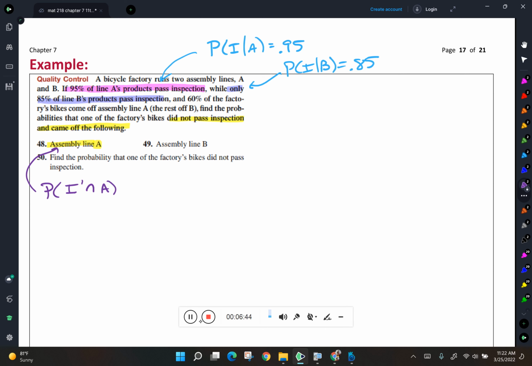Now me, I'm a big fan of visual things, so I'm going to draw out a tree diagram to help me understand this. Now first things first, when bikes are made, they can either come from line A or they can come from line B.